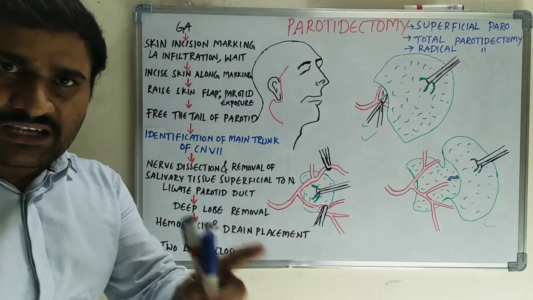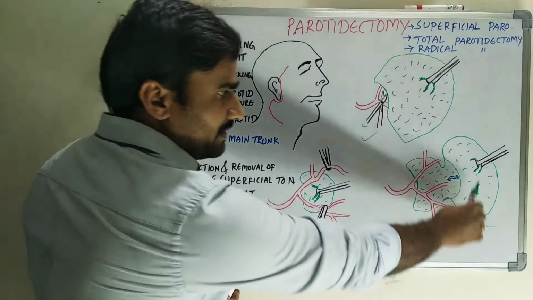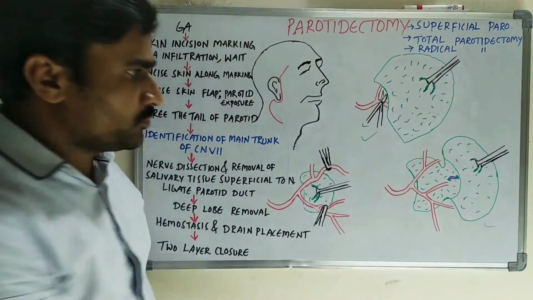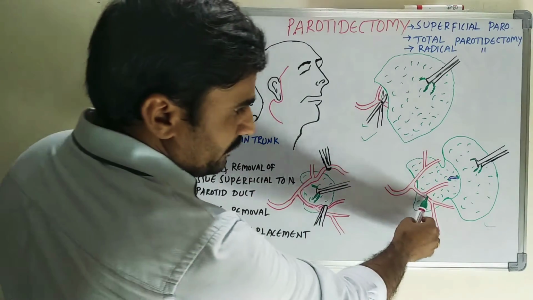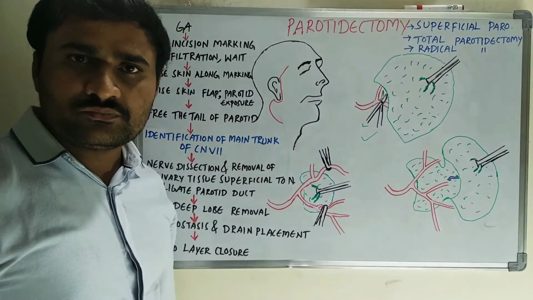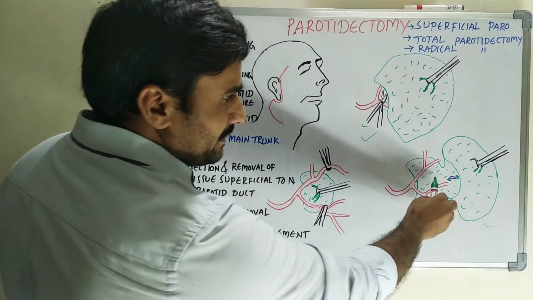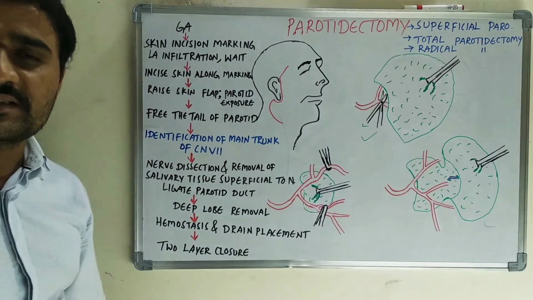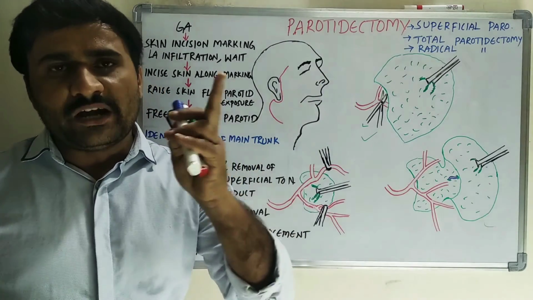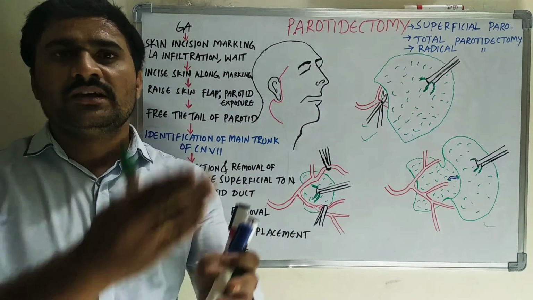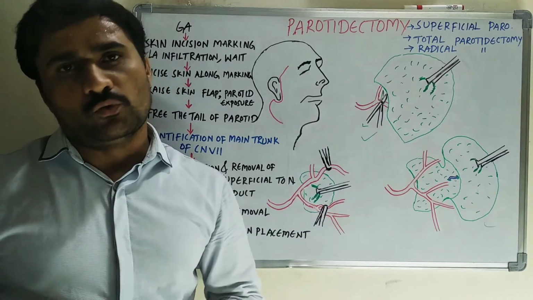So if you are planning for total parotidectomy, the procedure is the same till now, right? You have to remove the superficial lobe. After that, you have to retract the facial nerve branches, and you can easily access the deep lobe. In some cases, it may be required to go for mandibulotomy, right? That is sectioning of the mandibular ramus to gain access to the deep lobe, right?